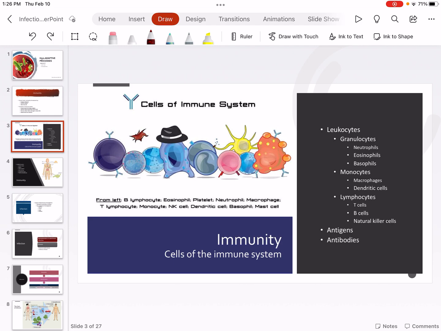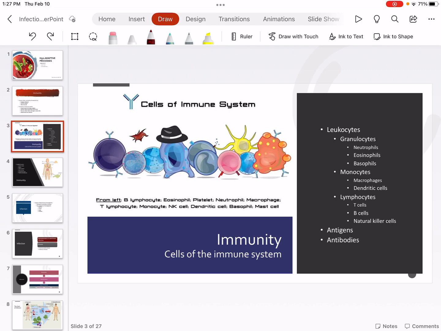So there are three main categories of leukocytes: granulocytes, monocytes, and lymphocytes. Granulocytes have a key role during the acute inflammatory and infectious response. The types of granulocytes are neutrophils, eosinophils, and basophils. Monocytes activate immune response against chronic infection, and those consist of macrophages and dendritic cells.